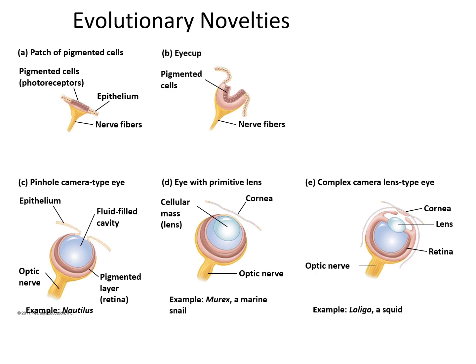Now, I'm not going to spend a whole lot of time talking about evolutionary novelties in the eyeball, but the eye itself, photoreceptor cells in the eye, pretty darn complex. And there's some convergent evolution between the eye of a squid and our eye with the lens. And you guys will have an opportunity to dissect an eyeball this semester as well.